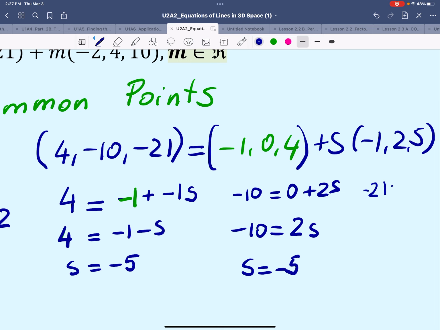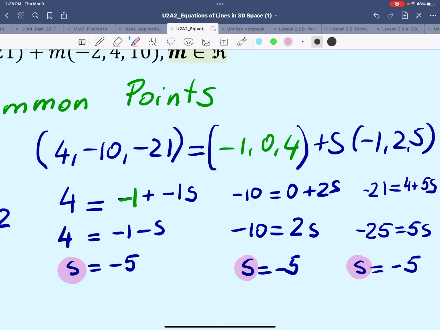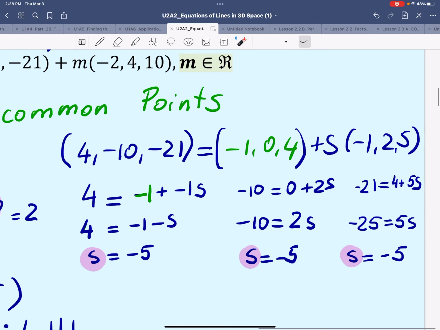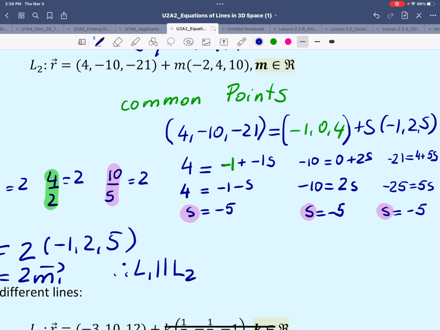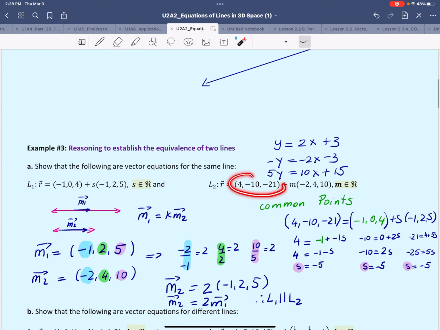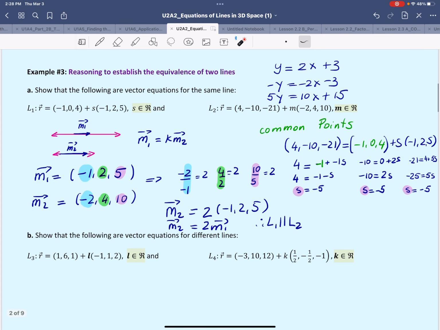So to work for z, we need -21 to equal 4 plus s times 5. So 4 plus 5s. So that would be -25 equals 5s, which will give the s value of -5. So as you can see, the same multiplier would work to satisfy all the coordinates in the equation. So that means that the lines L1 and L2 will have at least one common point.